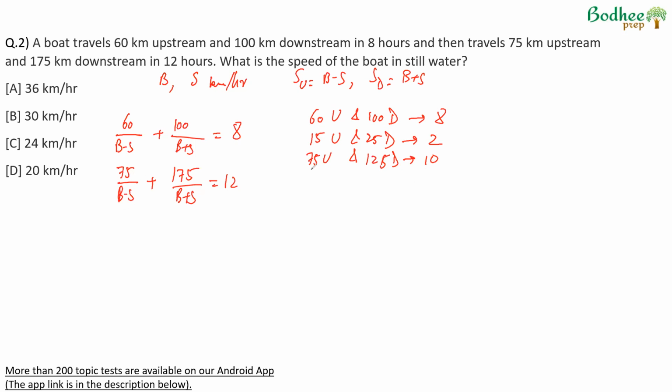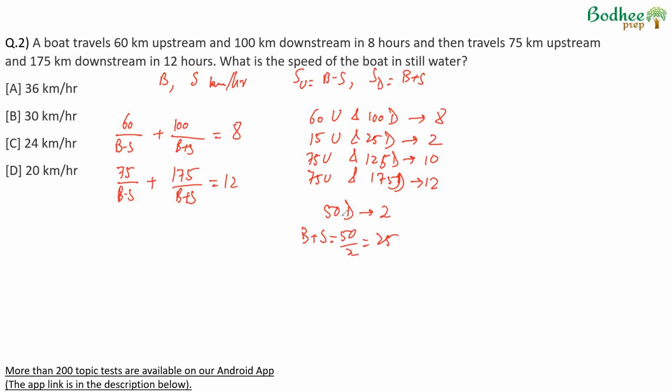But it is given in the question that 75 upstream and 175 downstream takes 12 hours. So comparing the difference, D here is downstream, U here is upstream. Subtracting, we can say 50 kilometers downstream takes 2 hours. And therefore, the downstream speed, that is b plus s, will be distance upon time, which is 25.